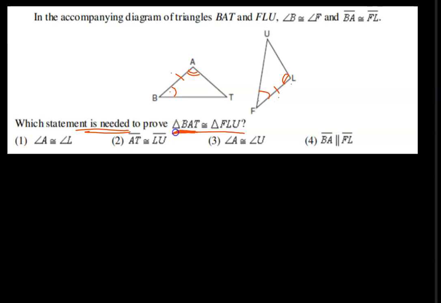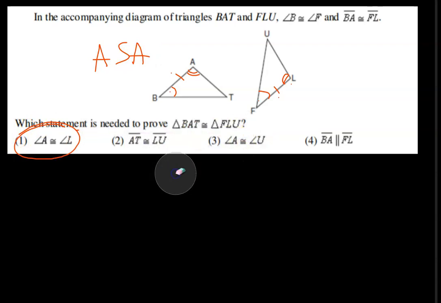In the picture, in the triangle BAT, A comes second, L comes second. So they're supposed to be equal. And if they were equal, you could say angle side angle. So I know that's true. Let's check the others though, just to make sure. So looking at the others and ignoring what we said about B and L, the next thing they said was, suppose that segment AT was congruent to segment LU. If it was, you would have side side angle congruent to side side angle.